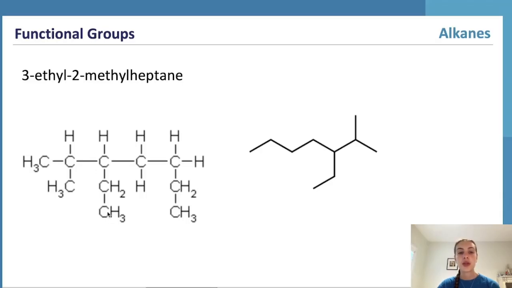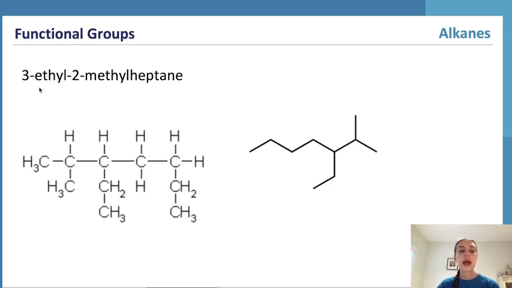We could also double check here, 1, 2, 3, 4, 5, 6, 7. That part there could also be the longest part of the chain. We could count 1, 2, 3, 4, 5, 6, 7. That there could be our longest chain. Either way, our longest possible chain is always going to be 7 carbons long. So hence it's going to be heptane at the end of the molecule.